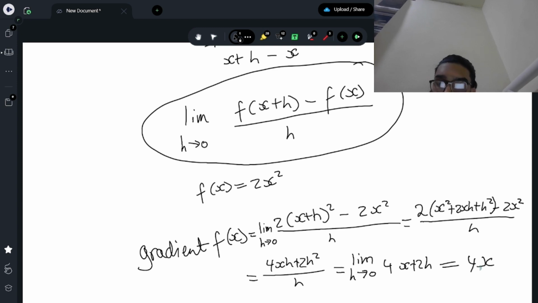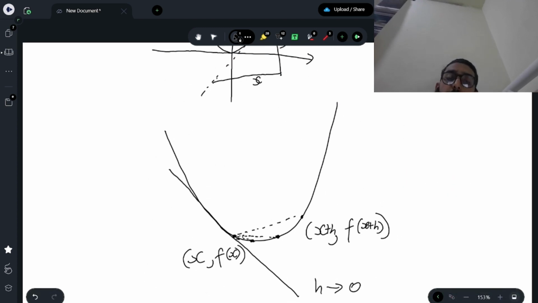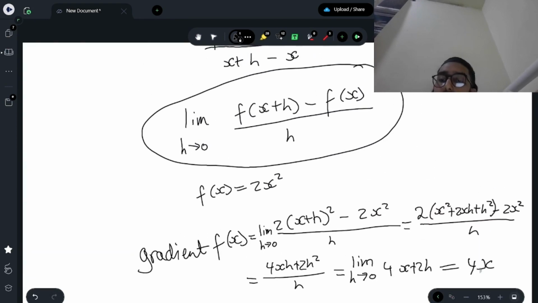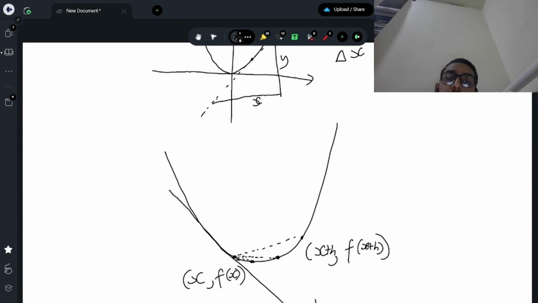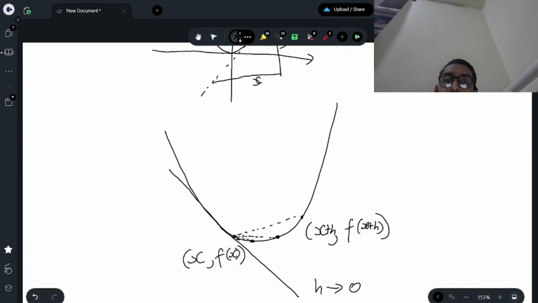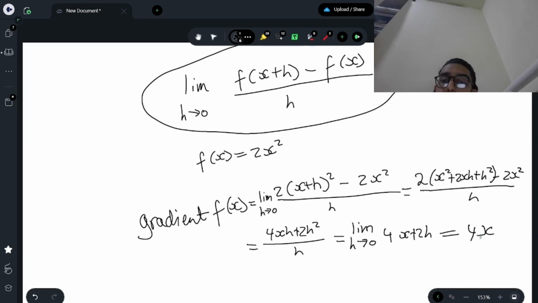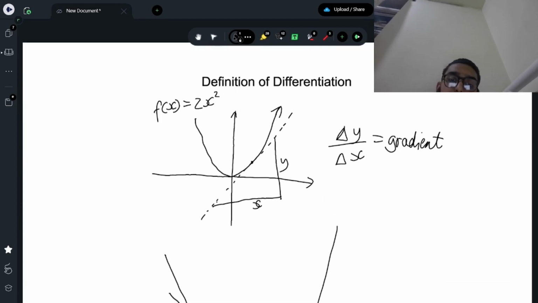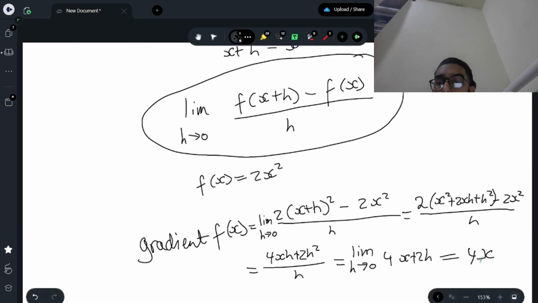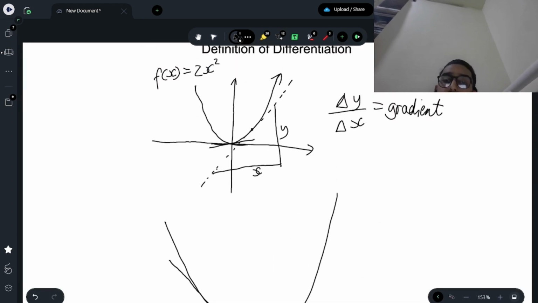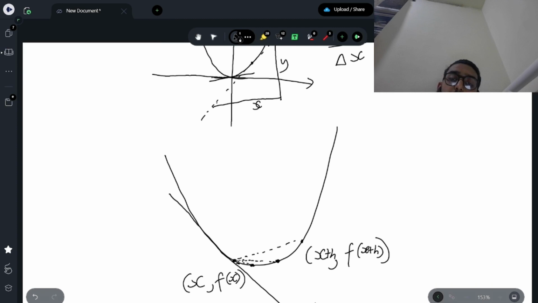Okay, so this is very useful because this tells us that the gradient at any point on this curve is always going to equal 4x. So let's say I want the gradient at x equals 0. Well, just plug in 0 and I get 0, which makes sense because at x equals 0, the gradient here is 0, more like that. But if I want the gradient at x equals 100, let's plug in x equals 100 and I get 400. So when x equals 100, the gradient of this is 400.